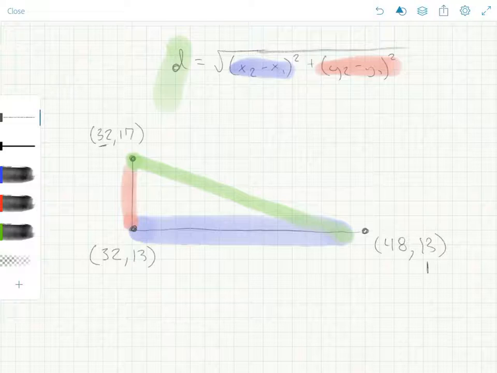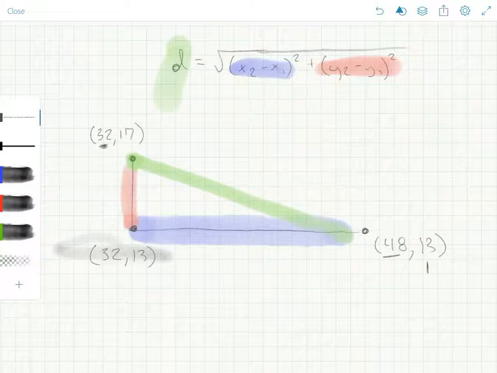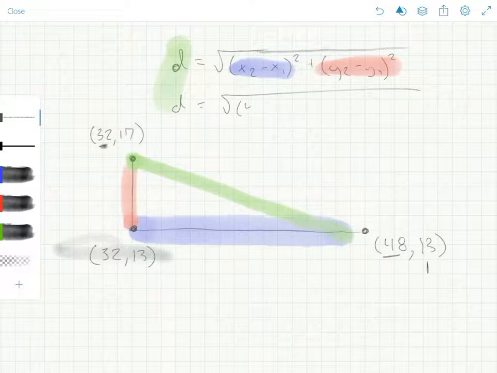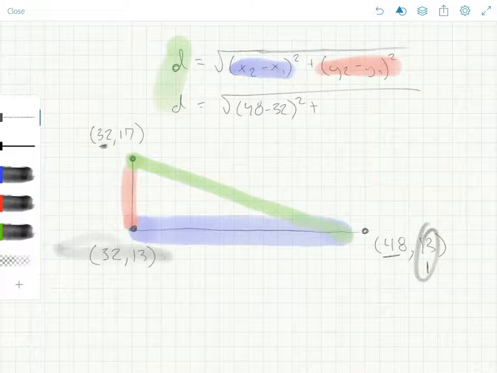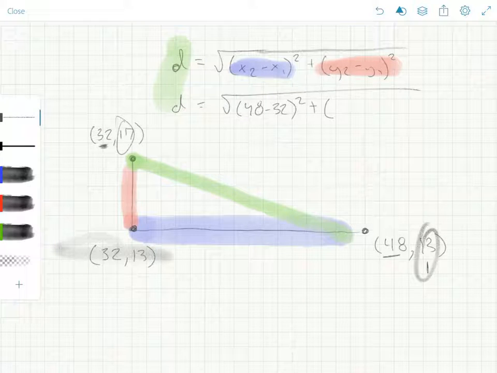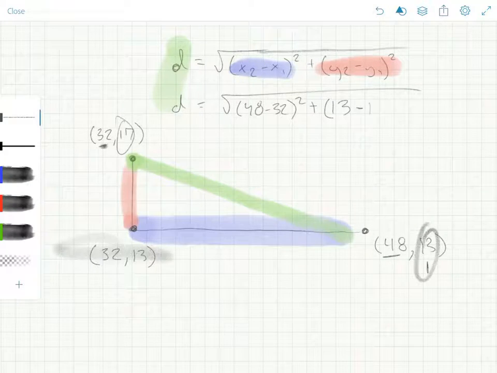And now we just go to the formula and plug it in. Our x2 minus x1. You know what, this point down here might not even be completely necessary. Let's just go straight to the formula. x2 is 48 minus x1 is 32. So the distance will equal the square root of 48 minus 32 squared plus y2 minus y1. Well, here's y2, here's y1. So let's plug that in, y2 minus y1. And we'll square that as well.